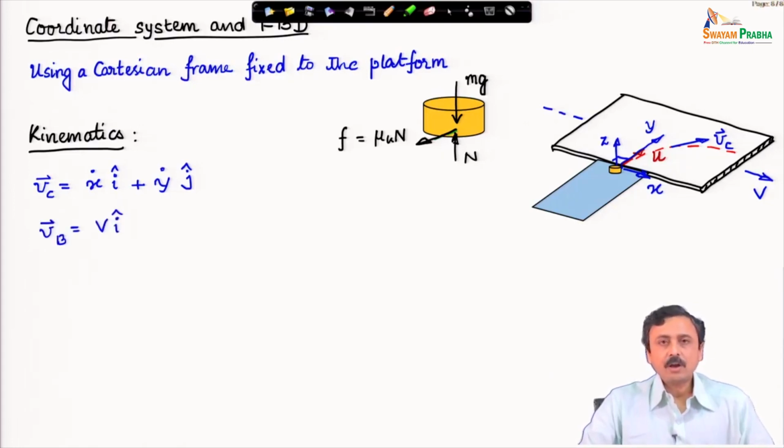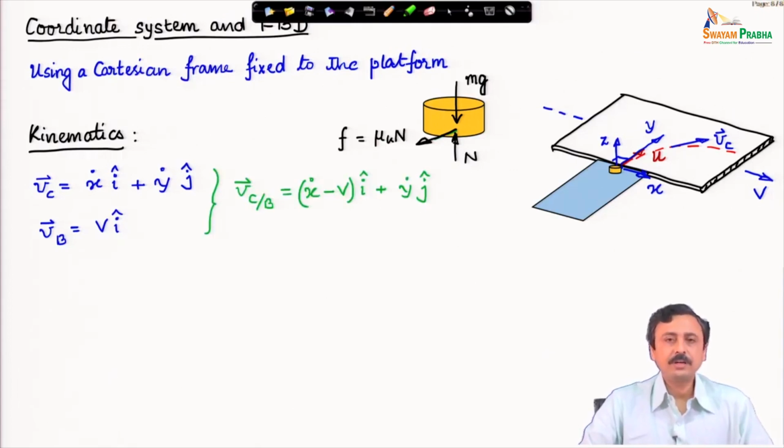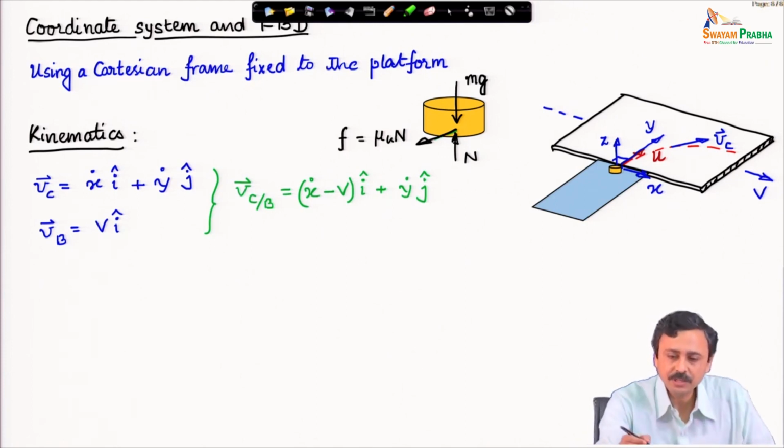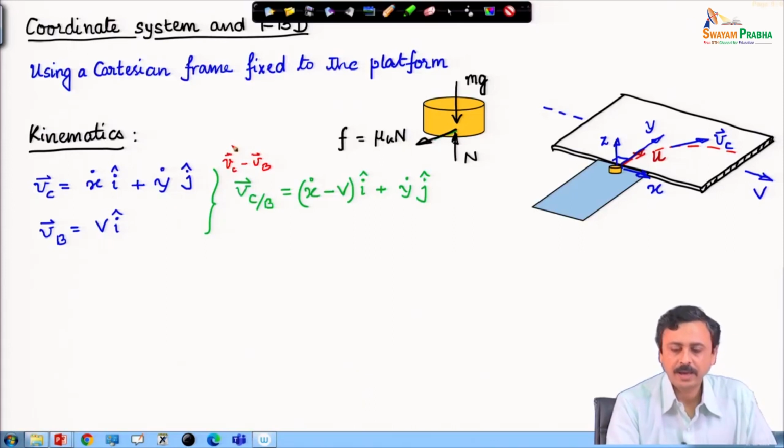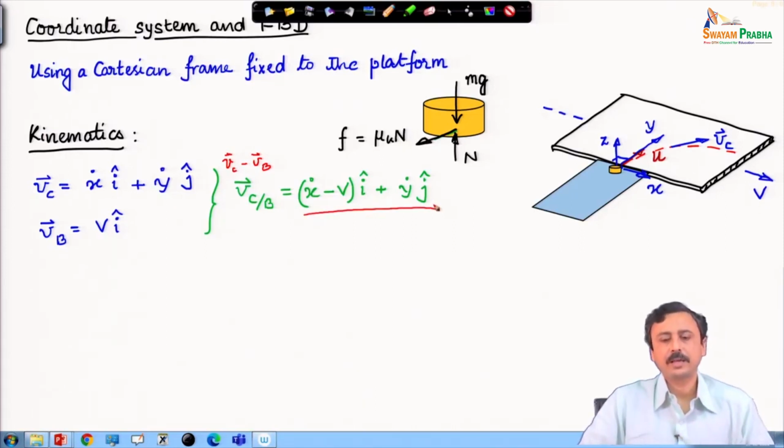Now, velocity of the belt is capital V i cap in this frame. Therefore, the relative velocity between the cylinder and the belt, which I have written as V c with respect to B, is the difference V c minus V b. And that happens to be (x dot minus capital V) i cap plus y dot j cap.